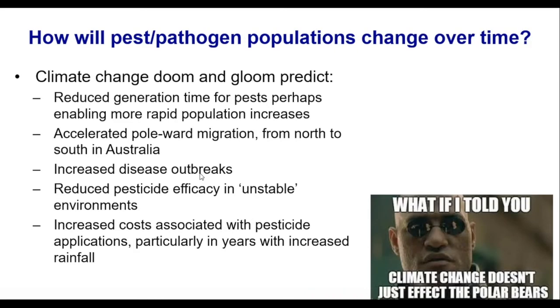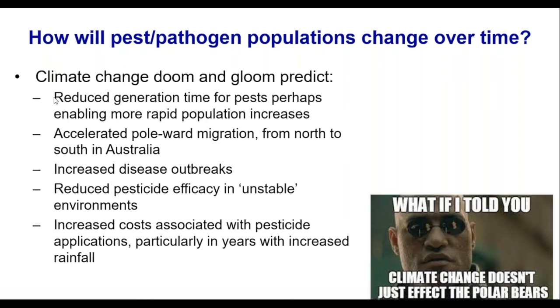Okay, so how are pest and pathogen populations going to change? There are some models that say some fairly cataclysmic things, and I couldn't resist this meme, so I apologize if I found it amusing. Anyway, what is being predicted is that, owing to increased temperature, there's going to be reduced generation time for pests, which might mean that they are more able to rapidly increase.